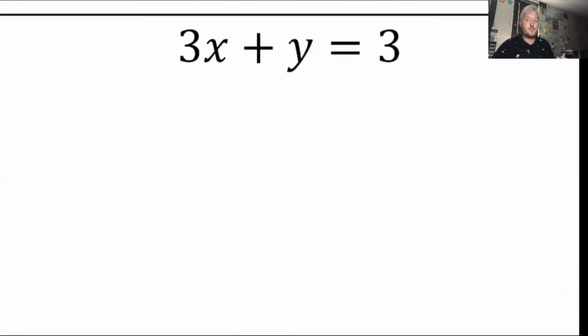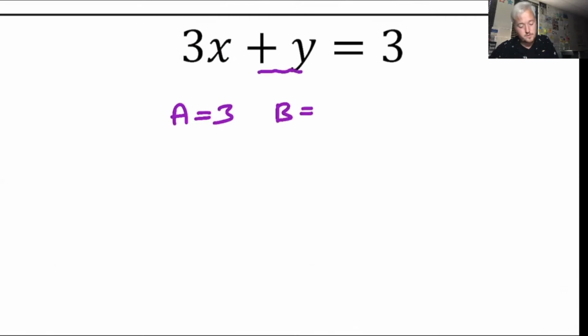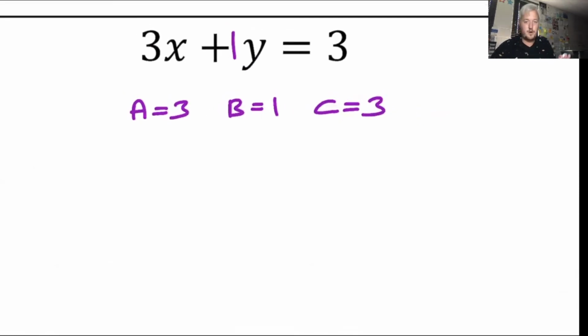So what you should do first when you're doing the trick is identify your A, B, and C value. In this case, your A value is 3. Your B value, there's no number in front of the Y, so in this case, there's a 1. So your B value is 1. And your C value would be 3. So I would say pause here, take a second, find those x-intercepts, find the y-intercept, and find the slope.